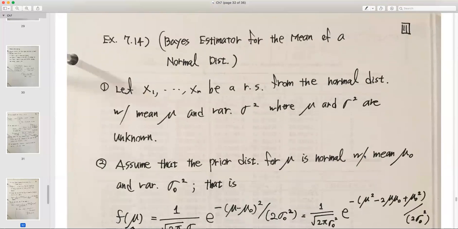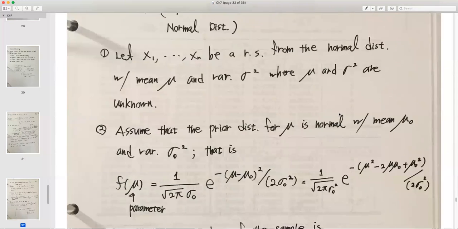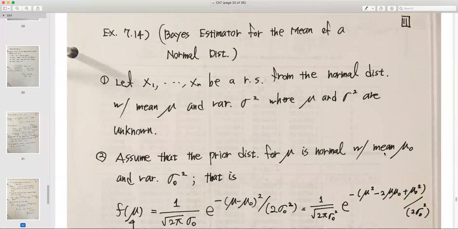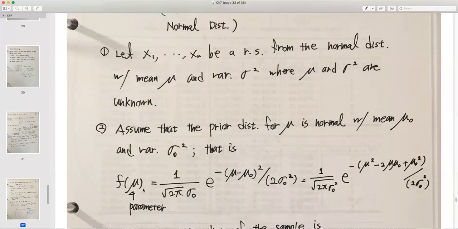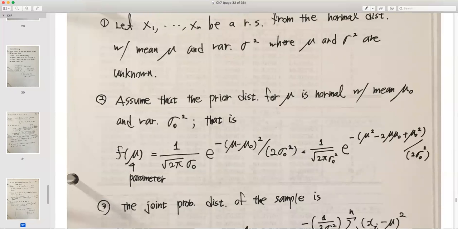See the example: Bayesian estimator for the mean of a normal distribution. Let x1 through xn be a random sample from the normal distribution with mean mu and variance sigma squared, where mu and sigma squared are unknown. Assume that the prior distribution for mu is normal with mean mu 0 and variance sigma 0 squared. As I told you, in the Bayesian approach we assume that the prior distribution is normal. Here mu is theta, the population mean. So f of mu is the prior distribution. Since the prior distribution follows the normal distribution, we can express the prior distribution of mu like this. Now then what?